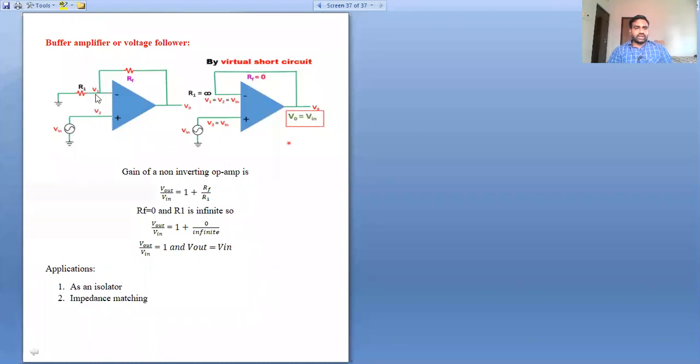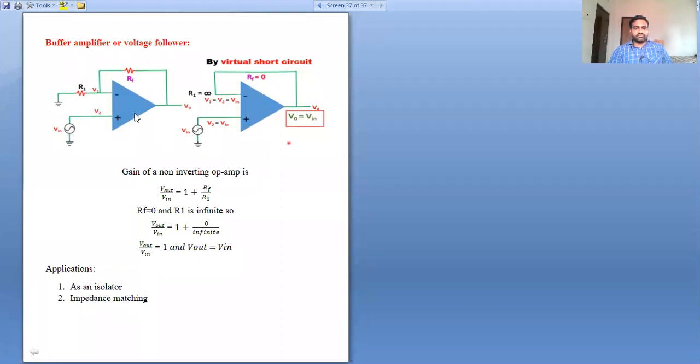Non-inverting type operational amplifier. See, the input terminal is connected here, and next the inverting terminal is connected with R1 as the resistance, and this is the feedback resistance connected. Negative feedback is connected here. Okay, this is a non-inverting type operational amplifier.